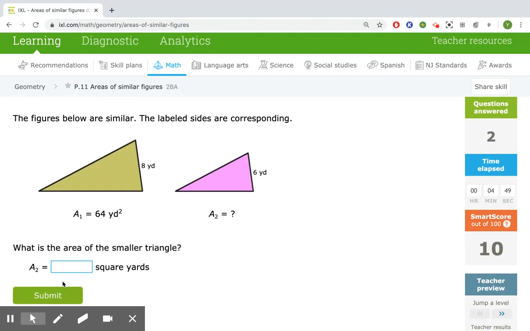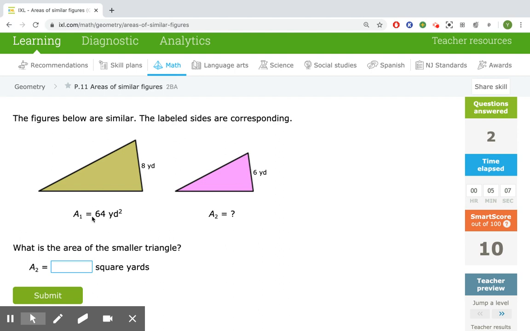Okay, now this one. The figures below are similar. The labeled sides are corresponding. As you can see, 8 goes with 6. How do you know they're corresponding? Now, if you look here, 8 is the shortest side of this triangle. And on this triangle, 6 is the shortest side.